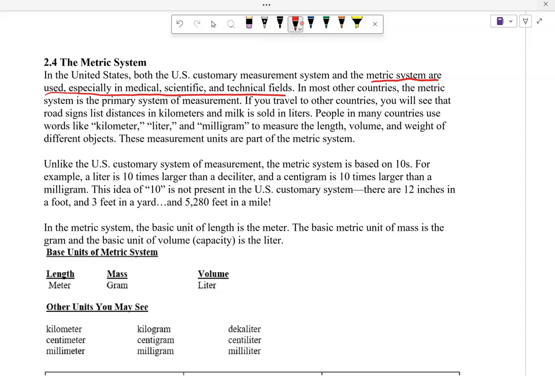You don't have this weird little, oh, there's 12 inches in a foot and 5,280 feet in a mile, right? Like it's all base 10. It's like, 100 centimeters in a meter and so on. It's all base 10. 1,000 meters in a kilometer and so on. So very easy to work with mathematically. So we like that.